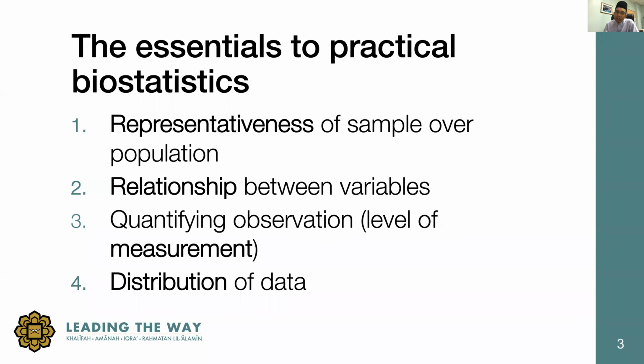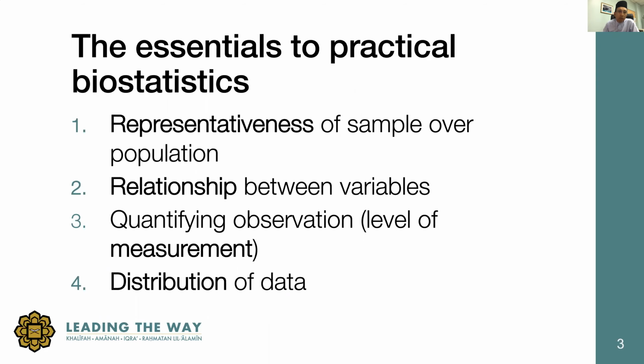Representativeness, relationship, level of measurement, distribution of data. And trust me, these four aspects of statistics that I would like to cover, if you want to read, it's become a few books already. Example number two is causality, relationship. So those is a huge topic in statistics.